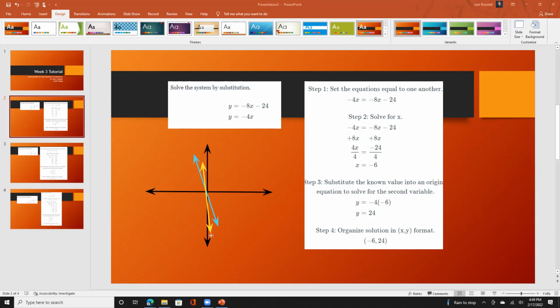It would have to go through a y-intercept of negative 24, probably not drawn to scale. But the point is that algebraically, we arrived at the solution negative 6, 24 for x and y. But now we know that those two systems will actually intersect right here at the point negative 6, 24, which is in the second quadrant.